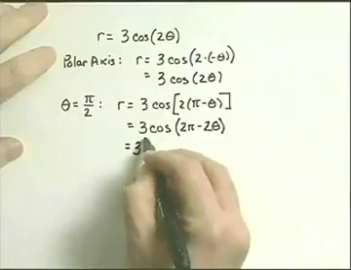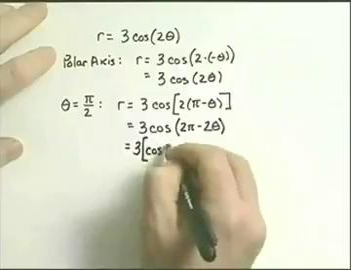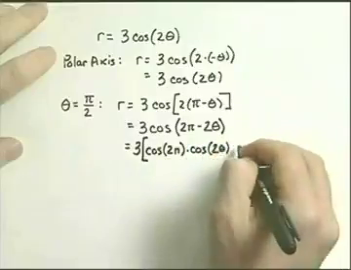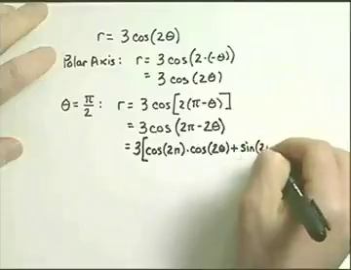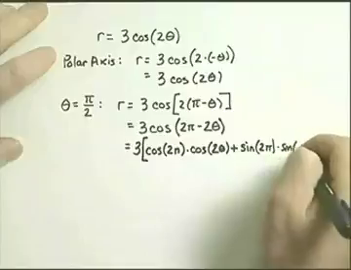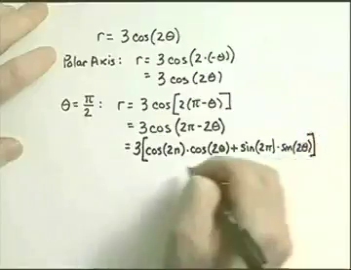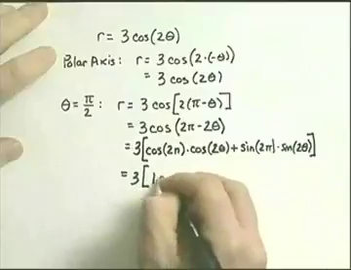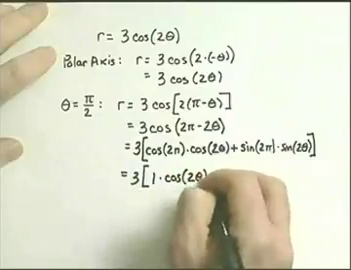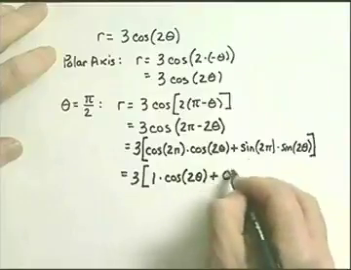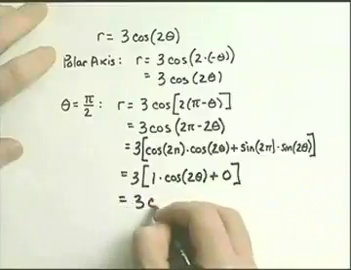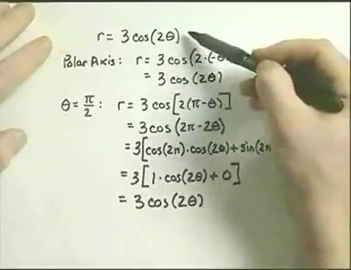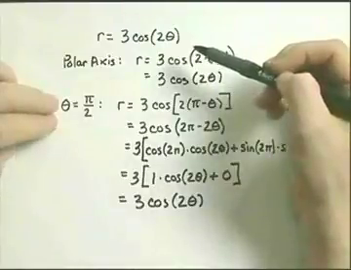What we end up with here is 3 times the cosine of the first angle, the cosine of 2 pi, times the cosine of the second angle, cosine of 2 theta, plus the sine of the first angle, 2 pi, times the sine of the second angle, 2 theta. Close the bracket. The cosine of 2 pi is 1, so I have 1 times the cosine of 2 theta. The sine of 2 pi is 0, so I have plus 0. The result is 3 cosine of 2 theta. Because this is equivalent to my original equation, I have symmetry with respect to the line theta equals pi over 2.